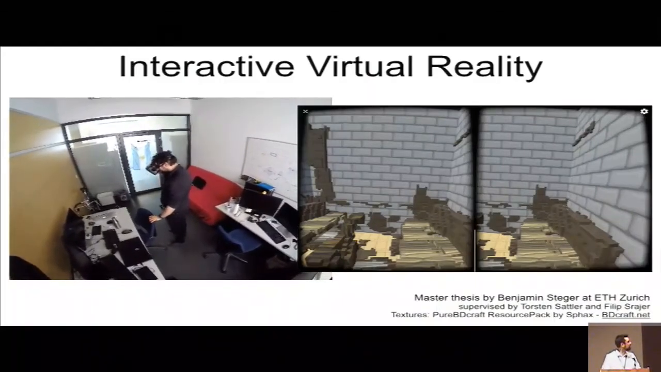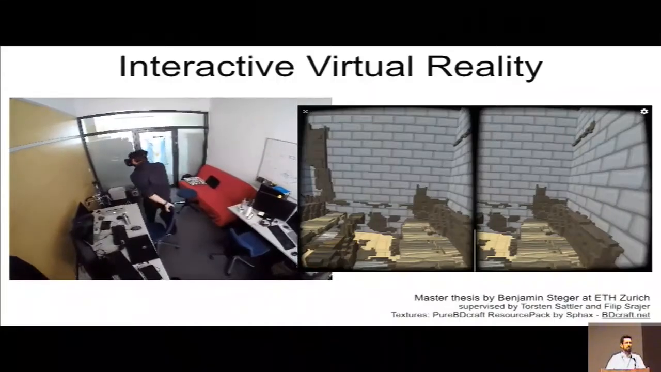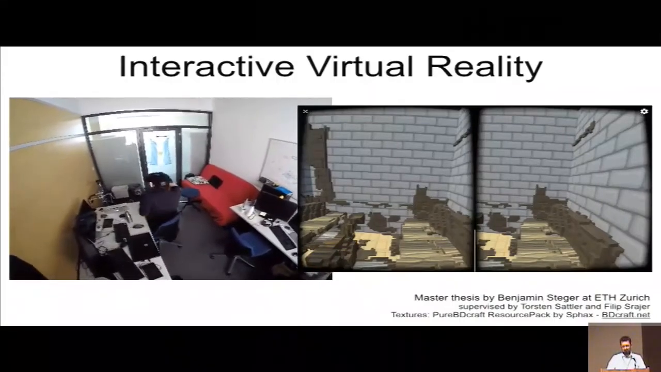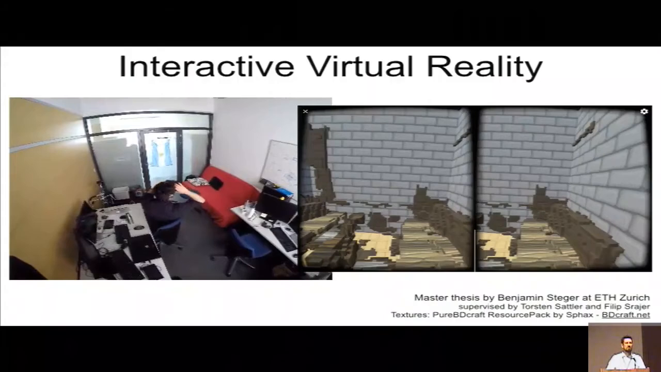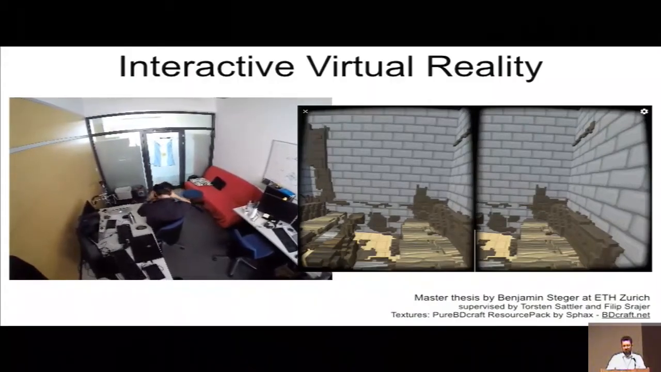So the current interaction mechanism that we have is sitting down on chairs, which is a bit strange if you can't see your own hands. But this is one application example.